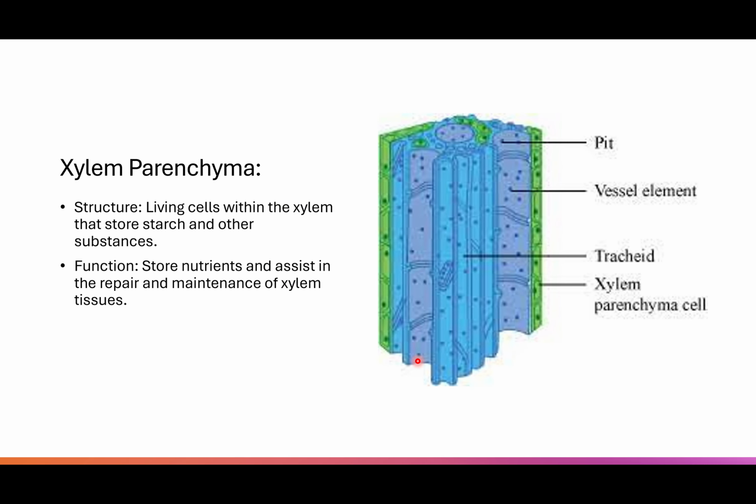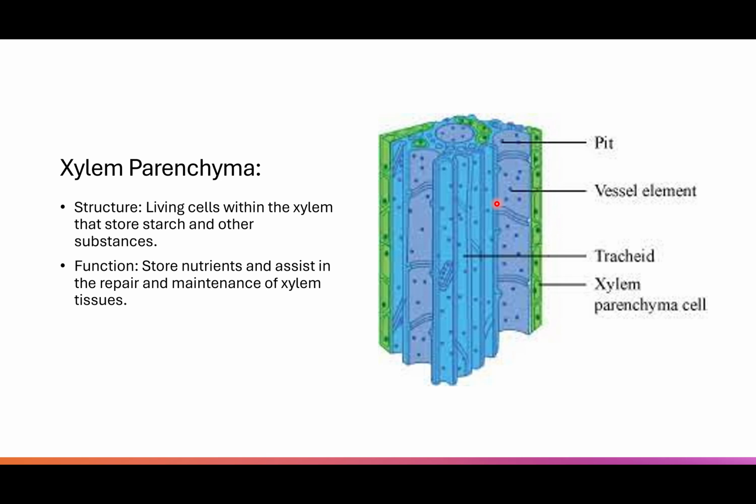Okay, so we have the xylem parenchyma. These are living cells within the xylem that store starch and other types of substances. The xylem parenchyma would be these green cells around them. Everything blue is dead, everything green is alive. So they store nutrients that assist with the repair and maintenance of xylem tissue. Remember that the xylem can't technically do it by themselves all that much because they're dead for the most part. So the xylem parenchyma will assist with the maintenance of xylem tissue.